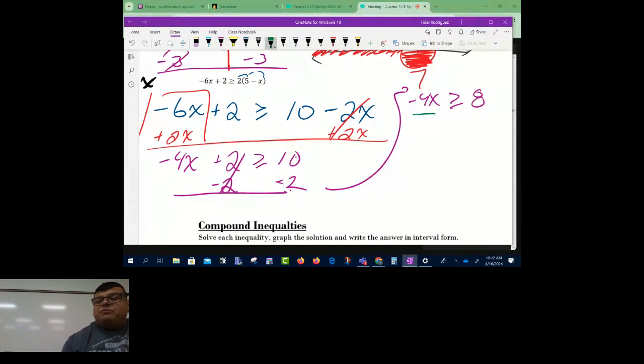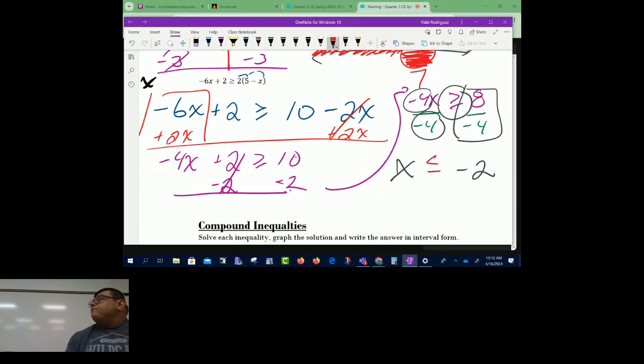My last step, y'all, I'm dividing by the number negative 4 because that's the number in front of my x. So if we divide by a negative 4, y'all, right here, 8 divided by negative 4 is a negative 2, but my inequality sign, y'all, it's got to flip back over, right? Because we divided by a number that was negative.